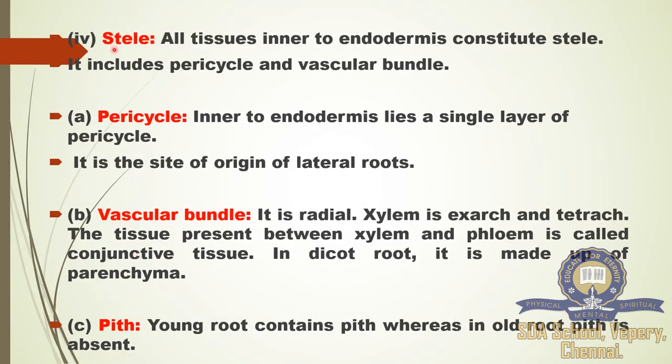Next part is stele. All tissues inner to the endodermis constitute the stele. It includes the pericycle and vascular bundle. Here it has vascular bundles and pericycle for the transport of the minerals and food. Next, pericycle. Inner to the endodermis lies a single layer of pericycle. It is the site of origin of lateral roots.